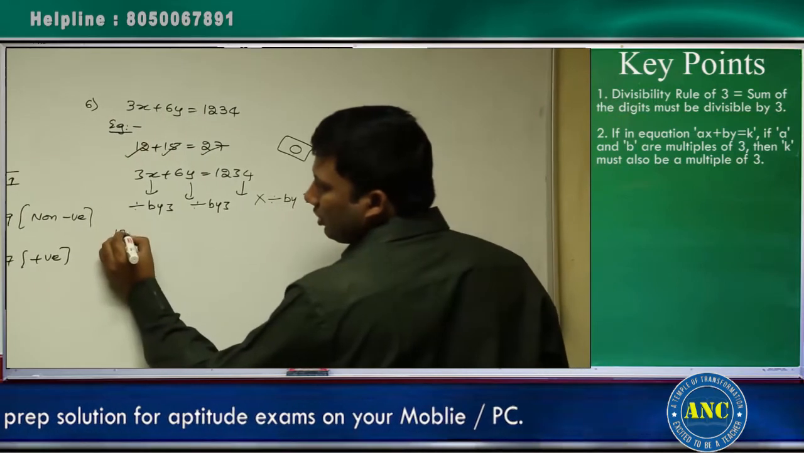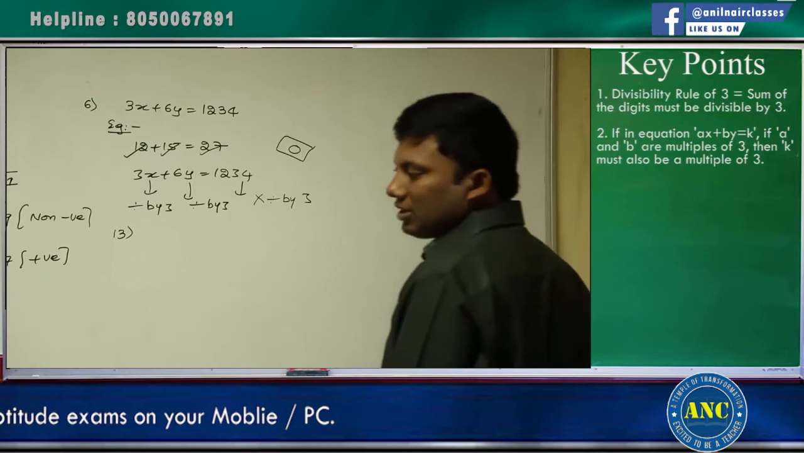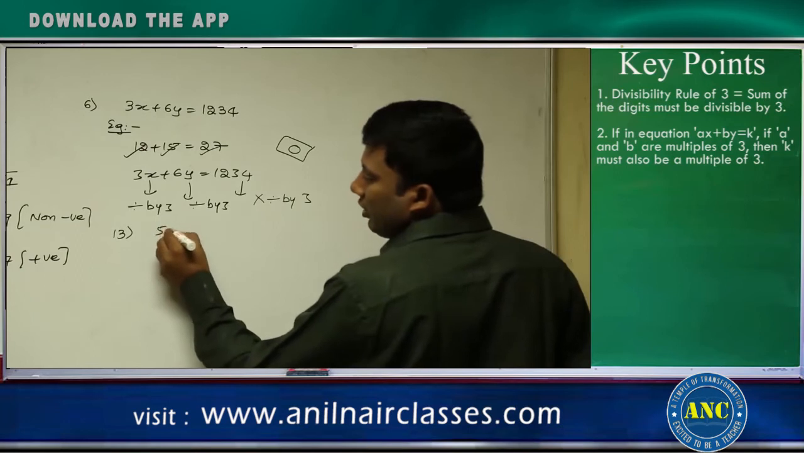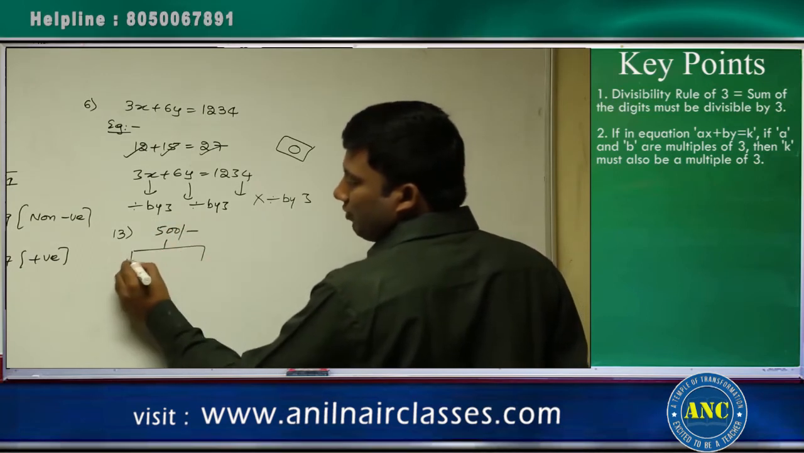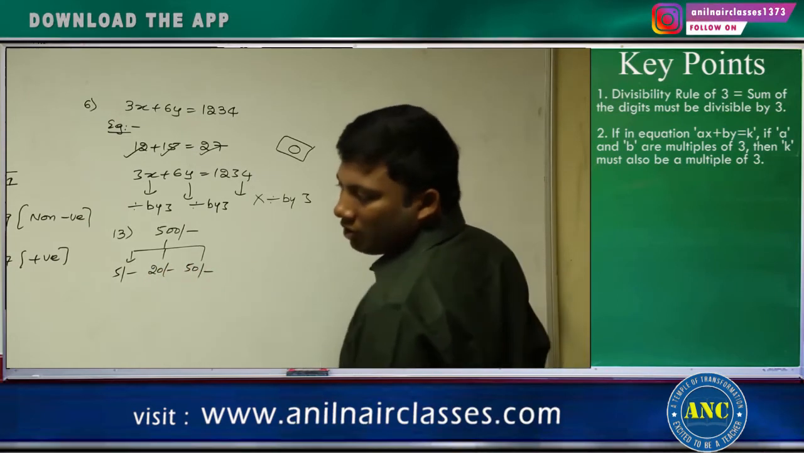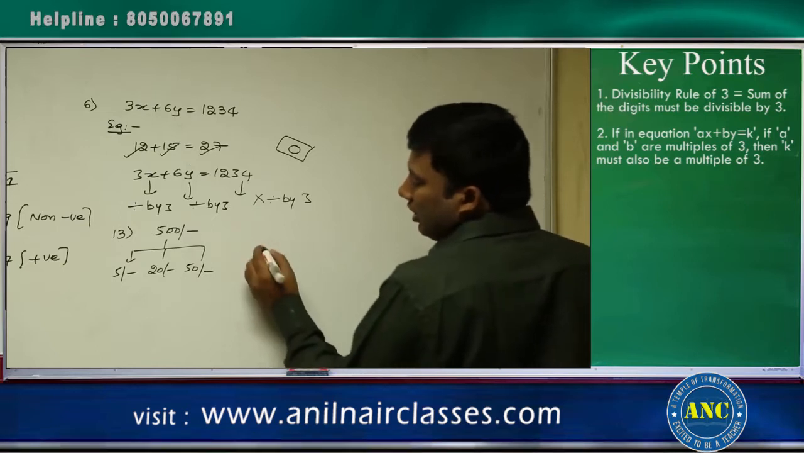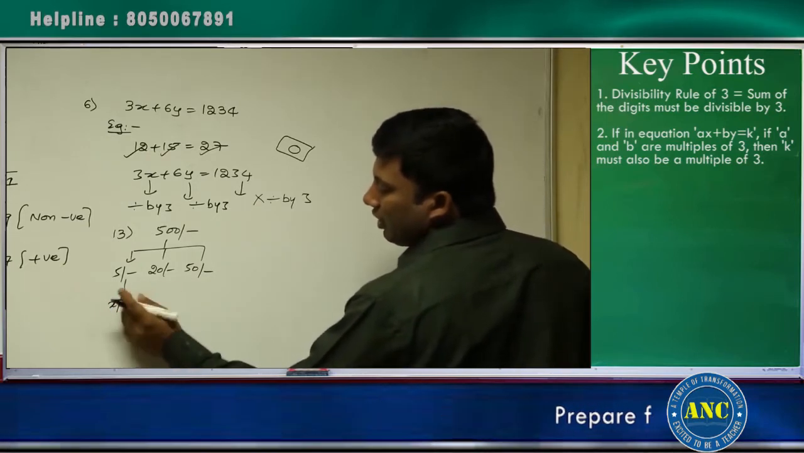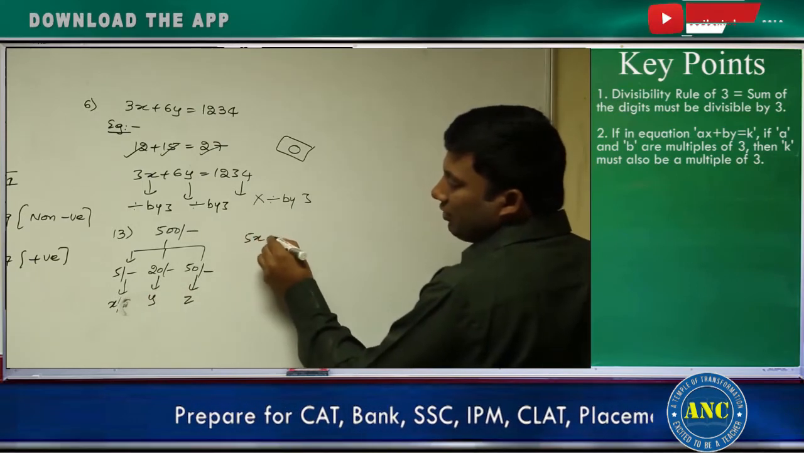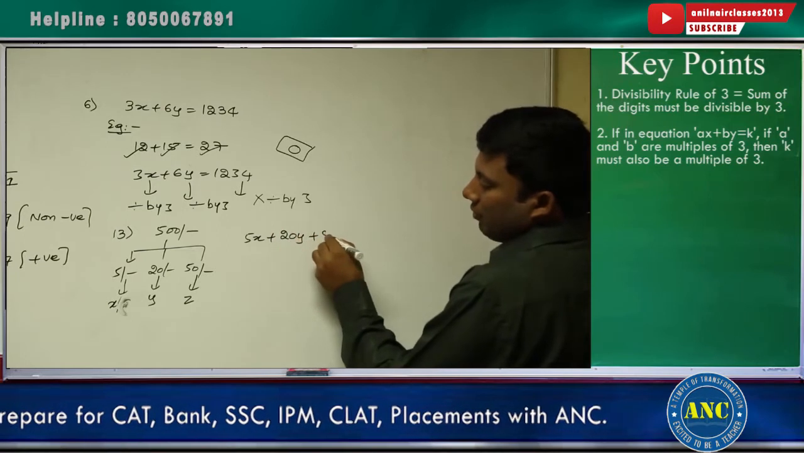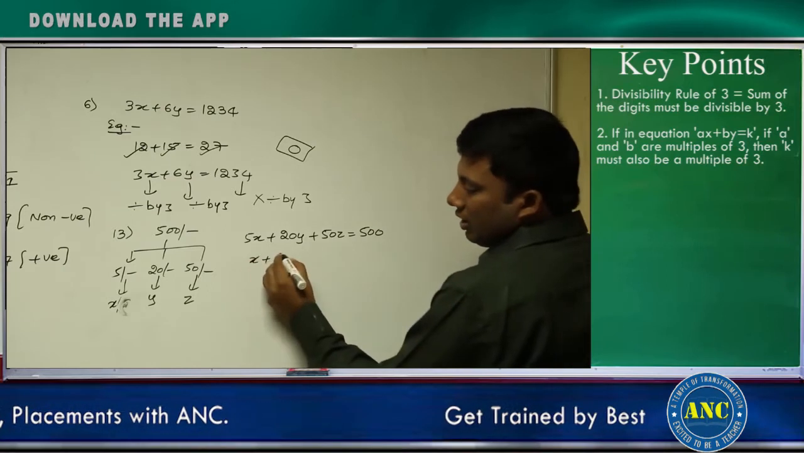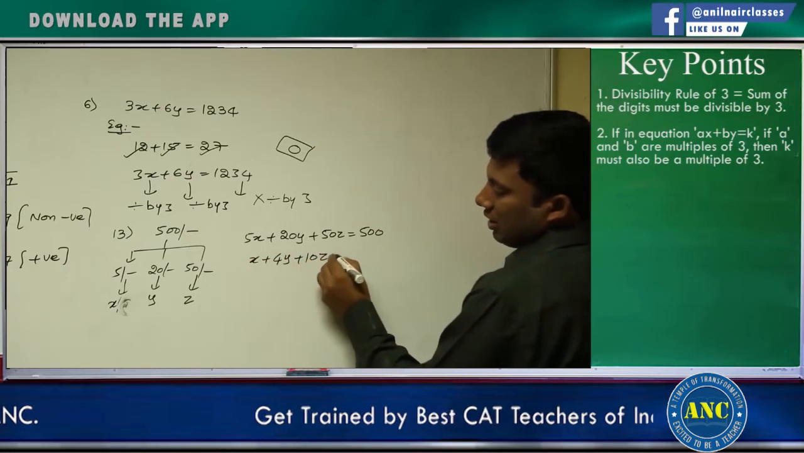Now just hold on. Just see the 13th question. Read the 13th question. A person wants change for 500 rupees. 500 rupees should be distributed in the form of 5 rupees, 20 rupees and 50 rupees. And how many notes do I need to use? 20. If I call the number of notes x, y and z, what will be the equation? 5x plus 20y plus 50z equivalent to 500. So this will be x plus 4y plus 10z equivalent to 100.